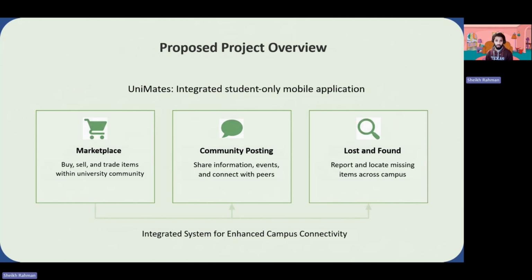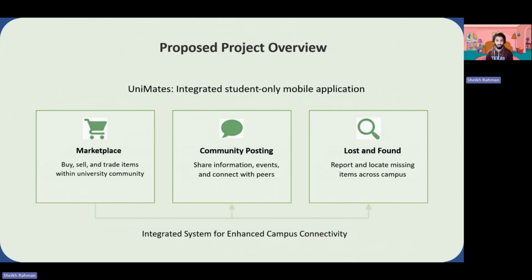Proposed project overview. Unimaze provides three core component features. The first feature is the marketplace. This allows students to buy, sell, and trade items within the university community. The second feature is community posting, which allows students to share information, tips, events, and academic discussion.